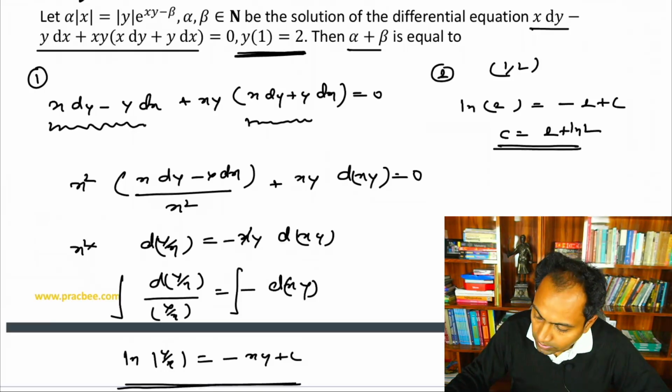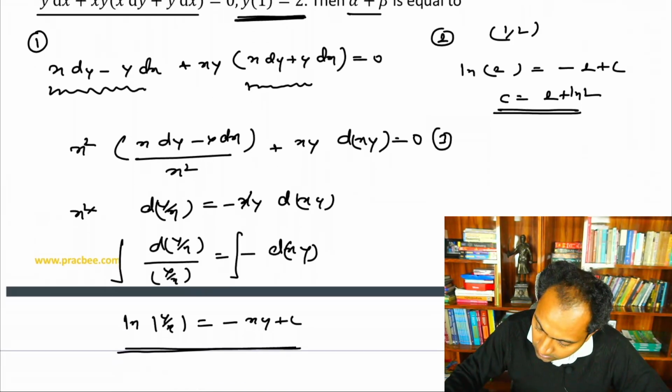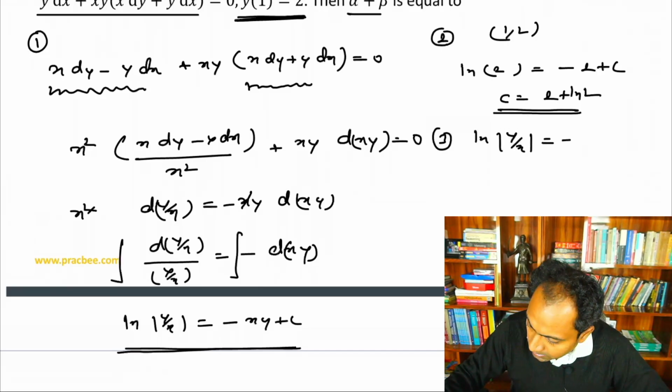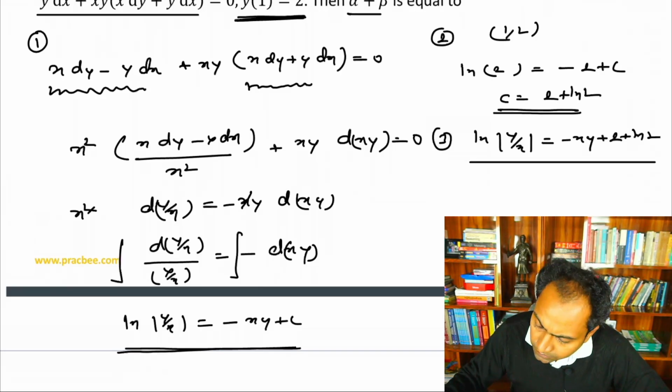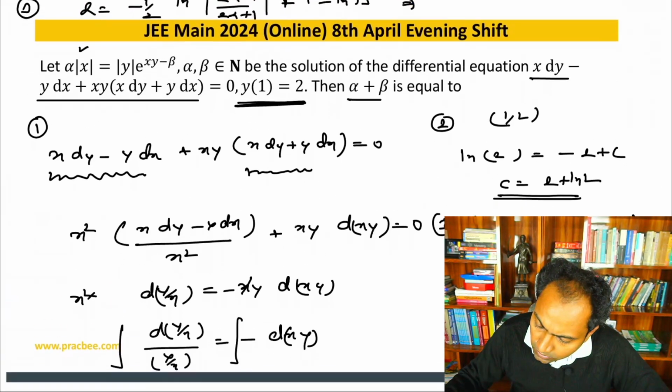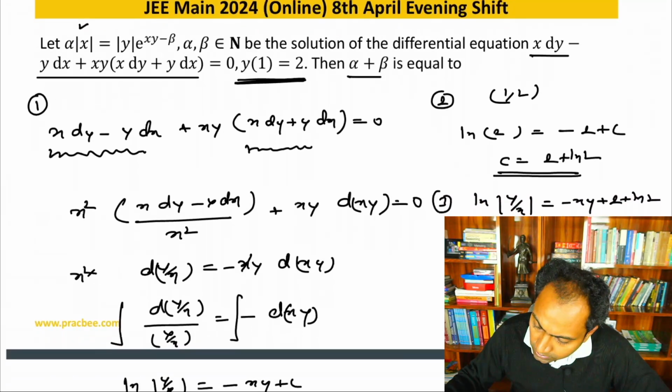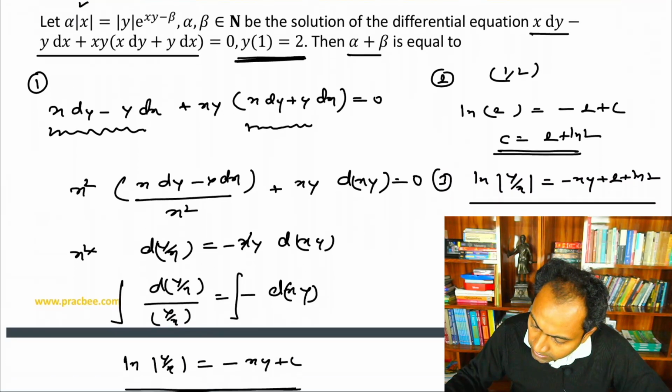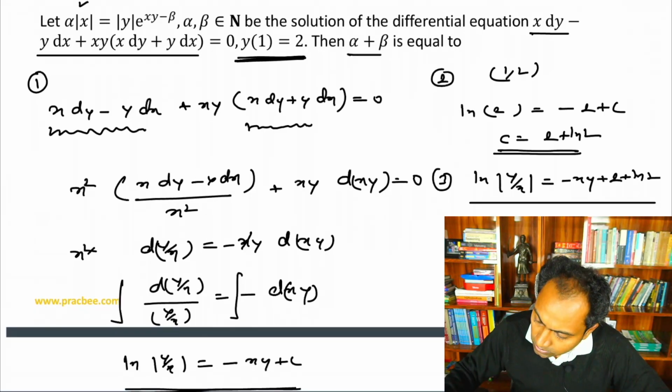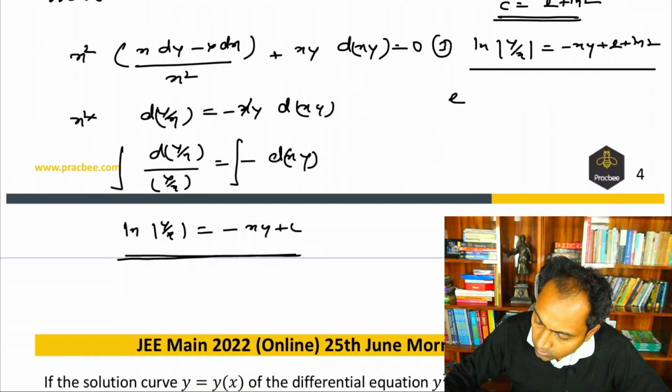So, if I want to write the solution in the third part, we'll write the c here. So, ln of y by x common is equal to minus xy plus 2 plus ln 2. This is what we are getting. And now what they want us to write is an equation in terms of y and x. So we can do that if I take the exponential on both the sides. So if I raise it to the power of e, let us see what we get.